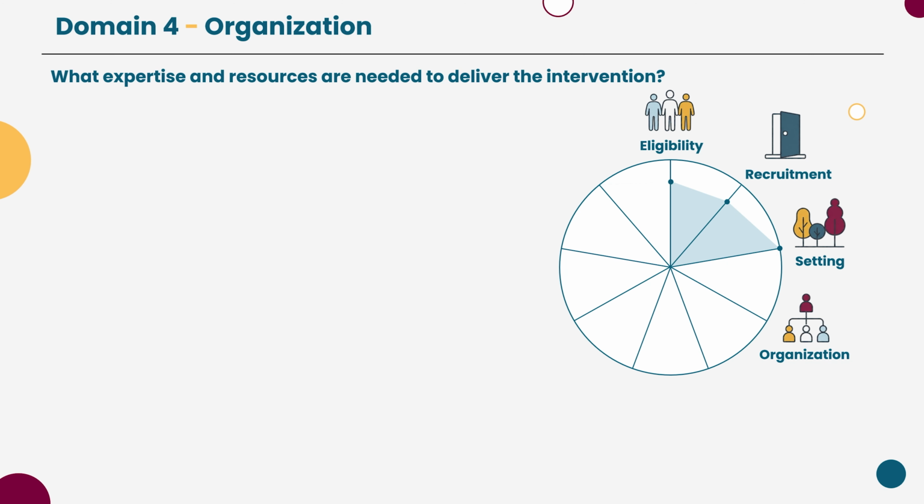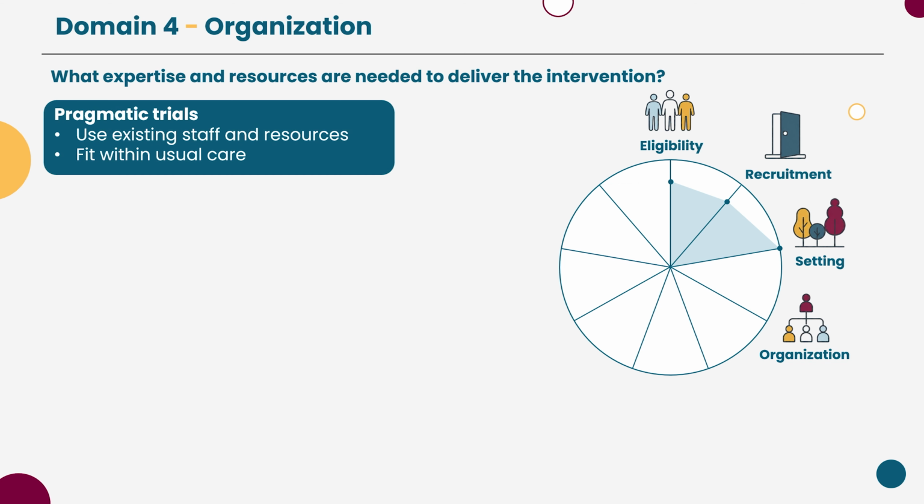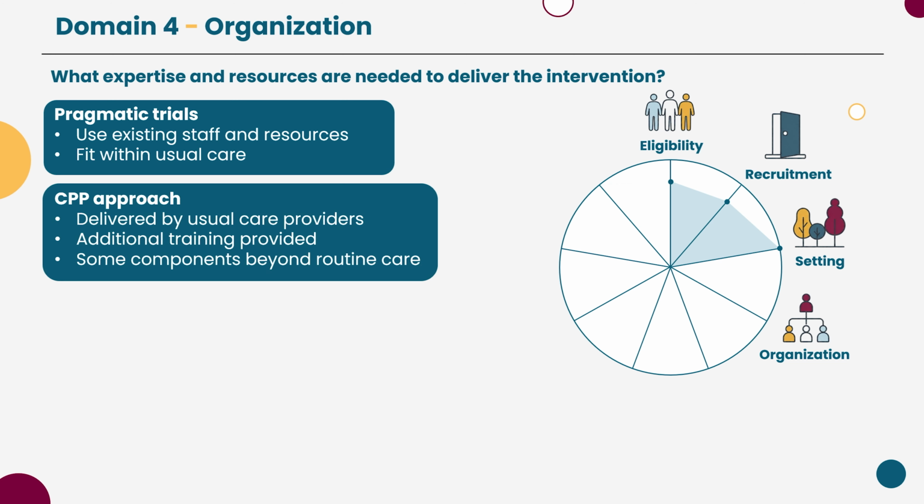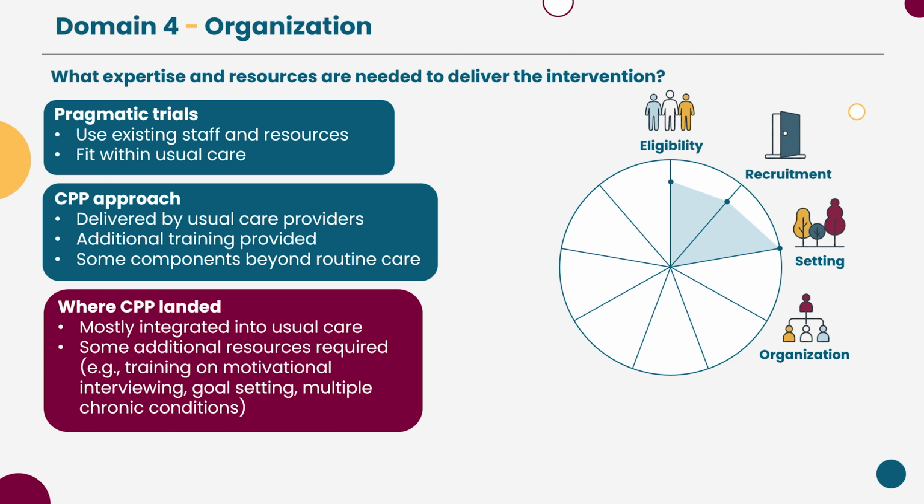Domain 4 focuses on the expertise and resources needed to deliver the intervention. In a highly pragmatic trial, interventions are integrated into the usual organization of care, using existing staff and resources wherever possible. The intervention was delivered in intended practice settings by providers who normally deliver care to this population. Some elements required additional training, such as motivational interviewing and managing multiple chronic conditions. However, this was not viewed as reducing pragmatism, since training is typically required when introducing a new model of care.